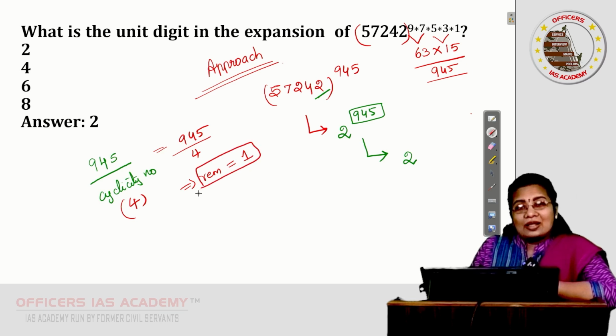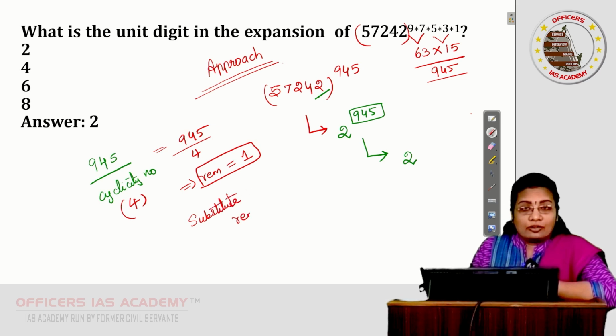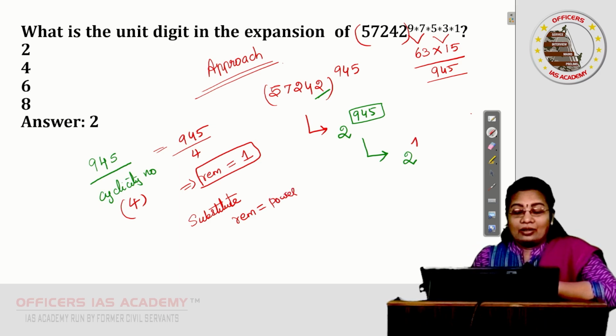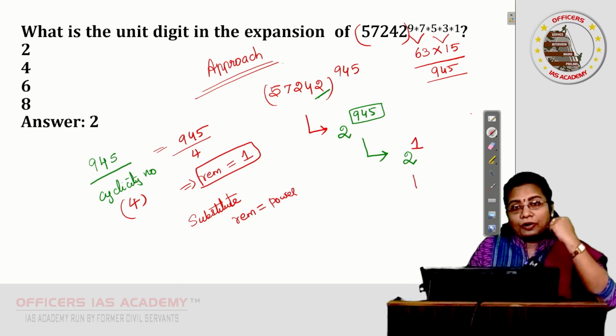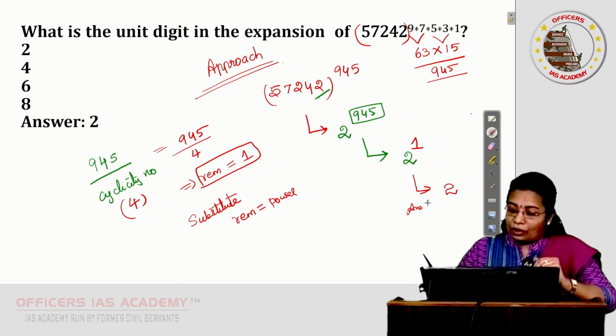What is the next step? Substitute the remainder as the power. That's all. So I will make 945 as 1. So this is the final result. 2 power 1 is 2. So the answer is 2. This is the exam based approach for you.